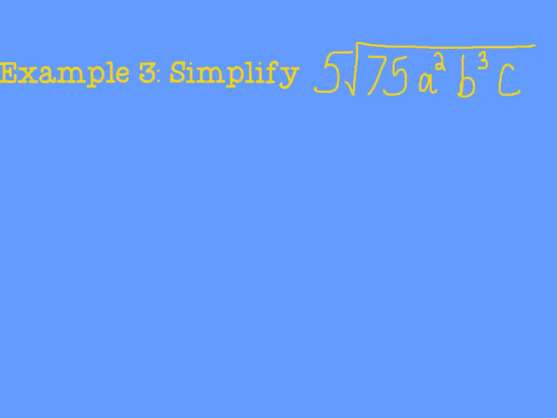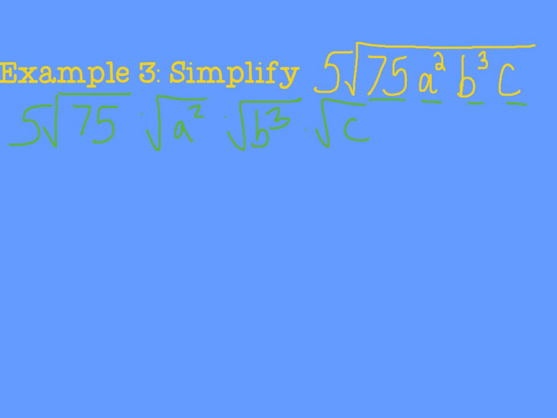Alright, last example for today on this video. Simplify 5 times the square root of 75, a squared, b to the 3rd, c. So this time I see I have variables in there and just all sorts of crazy stuff happening. So let's just break it down using that exact same property that we talked about before. I know that if I have 1, 2, 3, 4 different things underneath the radical, I can rewrite them and give them each their own radical sign.